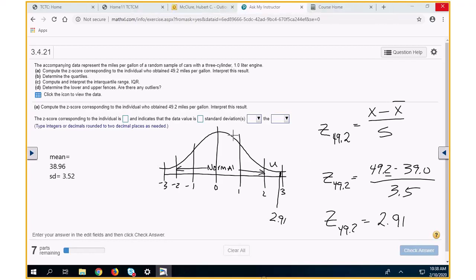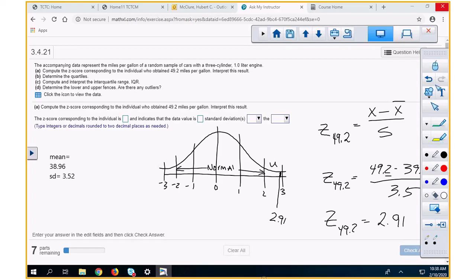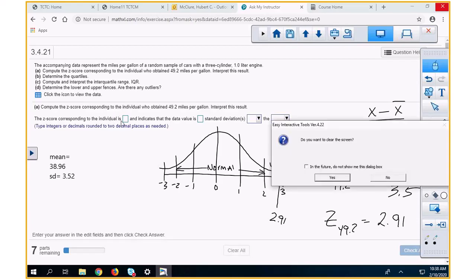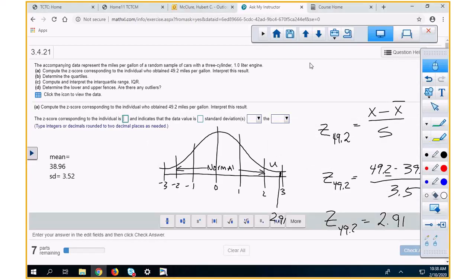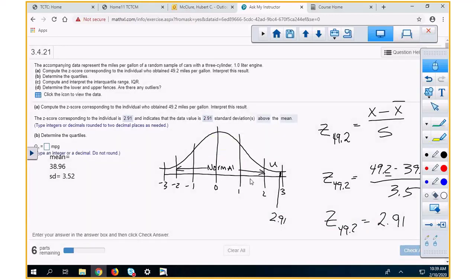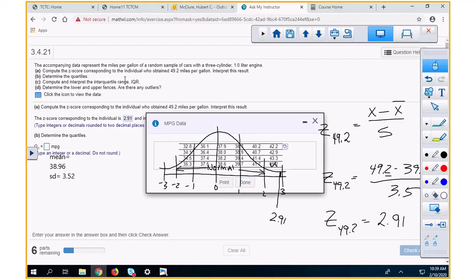So what does it say here? It says the z-score is 2.91 and indicates the value is 2.91 standard deviations above the what? Mean. And you should feel good about yourself. Now the interquartile range, well, I didn't know it was going to ask for that.